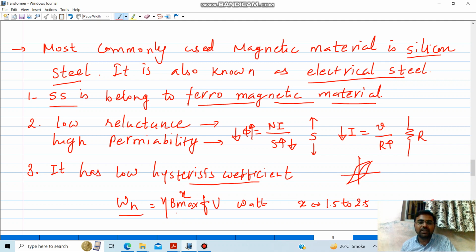Now hysteresis loss can be given by this formula, eta. Here in silicon steel, the exponent is 1.6, which is the lowest you can consider, so Bmax will have the lowest impact on this hysteresis loss. Let's say if this exponent is higher, then it can lead us to larger hysteresis loss.